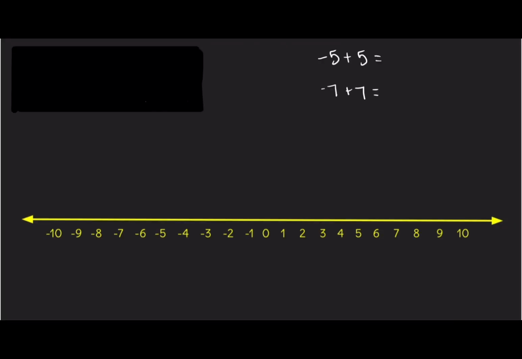I have these two examples here that we're going to talk about next. We have negative 5 plus 5 and then negative 7 plus 7. We solve this the exact same way we did before. We start at negative 5, whatever that number is in front, and then you do whatever it's telling you to do. So it's adding, so we're going to be going this way. So 1, 2, 3, 4, 5. This brings us to 0.